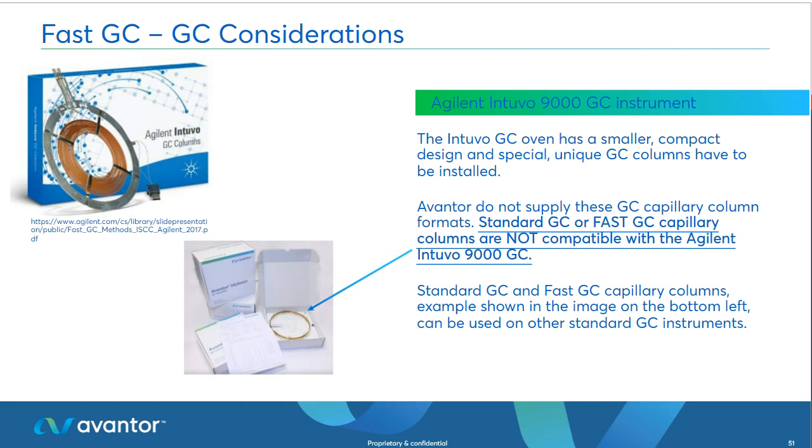sold elsewhere and at Avantor are usually on a round bracket that slots into a GC oven and on a little hanger, whereas the Intuvo 9000 GC columns are very different and they're not compatible with standard GC instruments with standard ovens. So this is just the point that you can't buy an Avantor capillary GC column and then fit it into an Intuvo instrument. It's just an important point to make, and this is why when you're looking into columns, just make sure you send the information that includes the GC type.